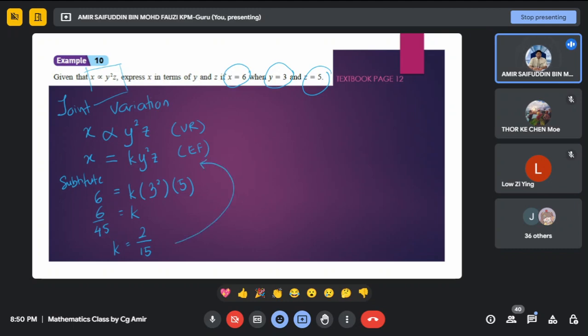Put back into an equation form. So we have x equal k, k is 2 over 15, y power of 2 and z. Or we can write as x equals 2 y power of 2 z divided by 15. So this is the answer for a joint variation.